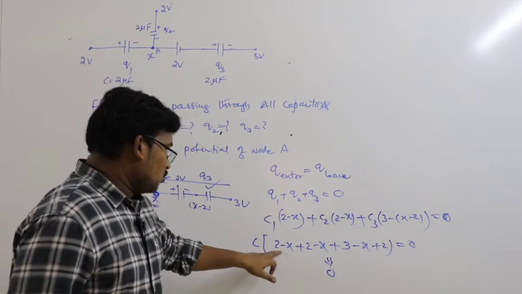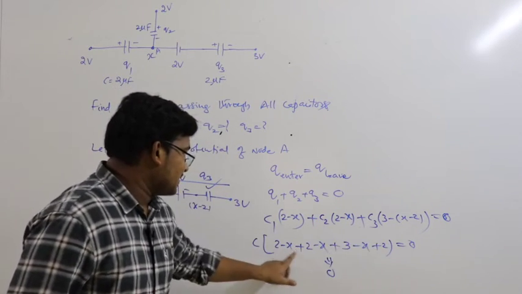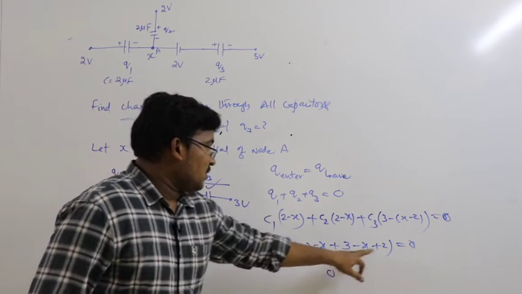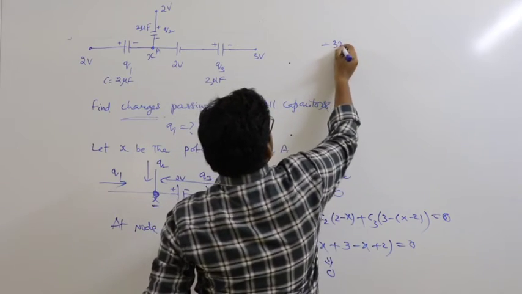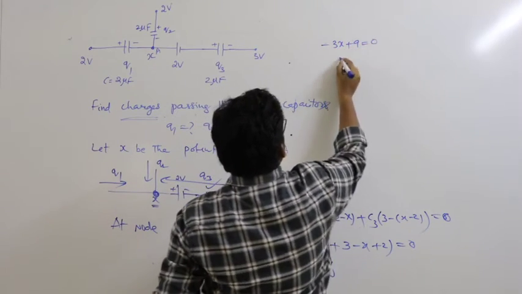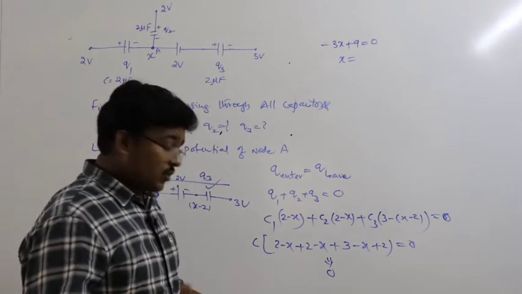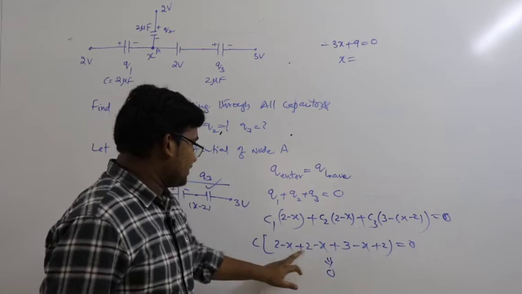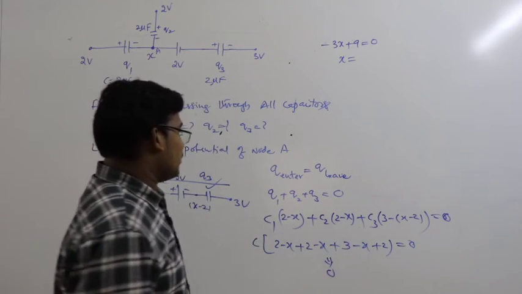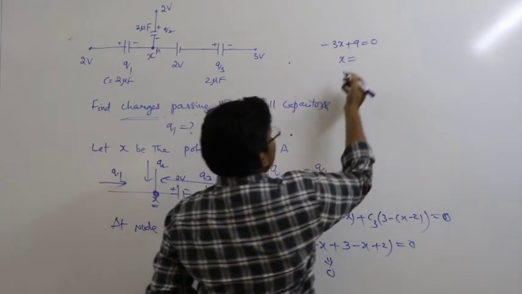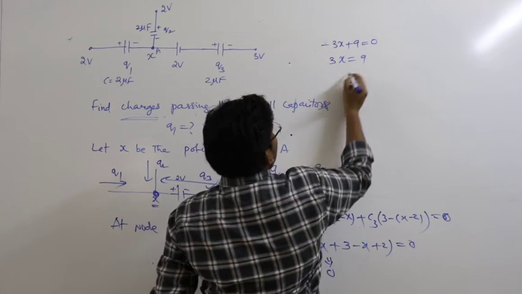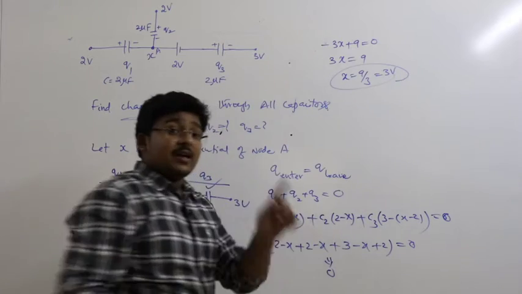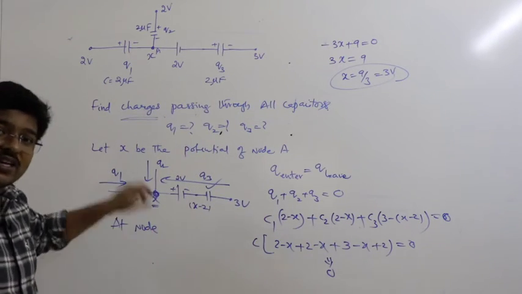Sir, see. 2 minus x, solve it: minus x, minus x, minus x, minus 3x, 2, 2, 7, 9. So you can say that minus 3x plus 9 is equal to 0, then x is equal to how much? Is it okay? 2 plus 2, 4, 7, 9, minus x, minus x, minus x, okay. So minus 3x is minus 9, so 3x is equal to 9, then x is equal to 9 by 3, which is 3. We have now found the node voltage.